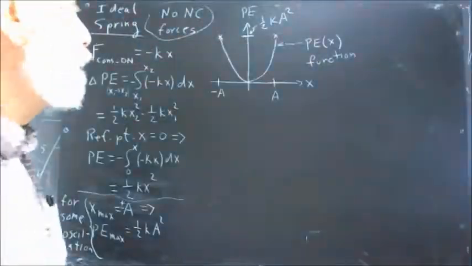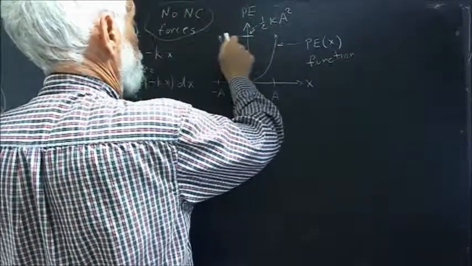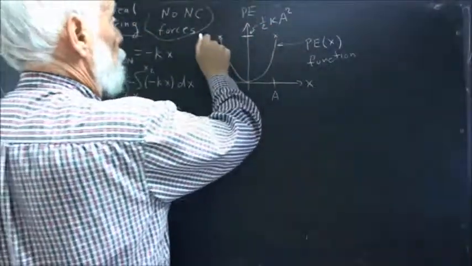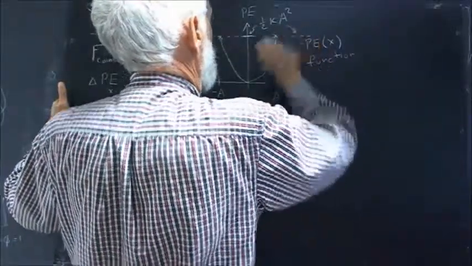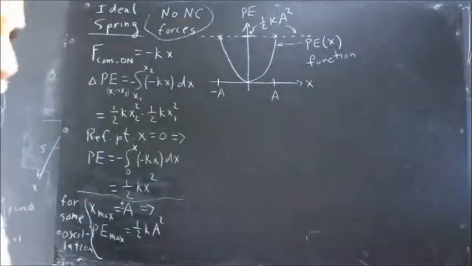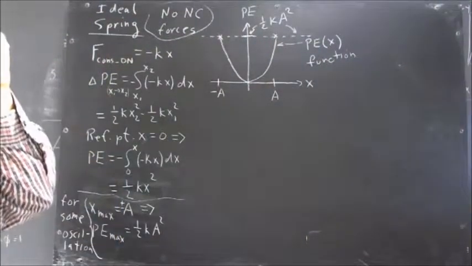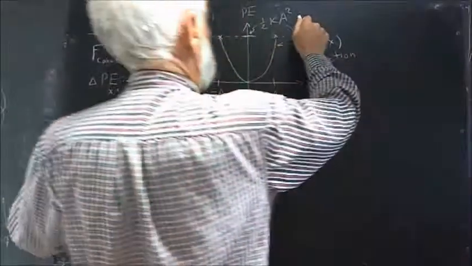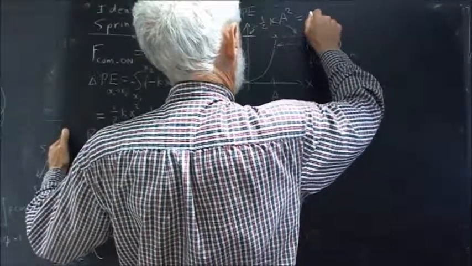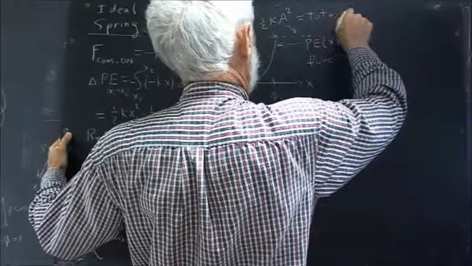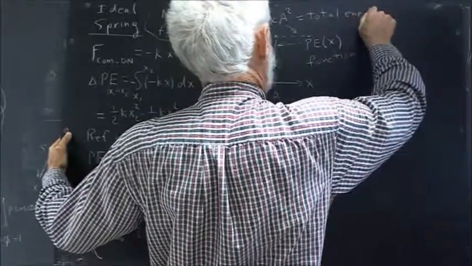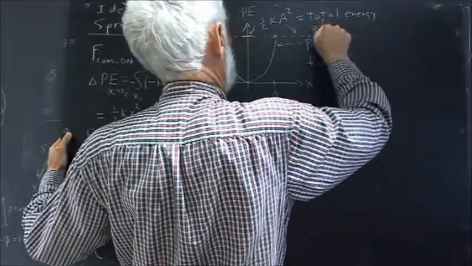Now, up here we have the 1/2 ka squared, which is the potential energy at these two points. We have a line here where the potential energy is equal to 1/2 ka squared, and that equals the total energy of the oscillator.